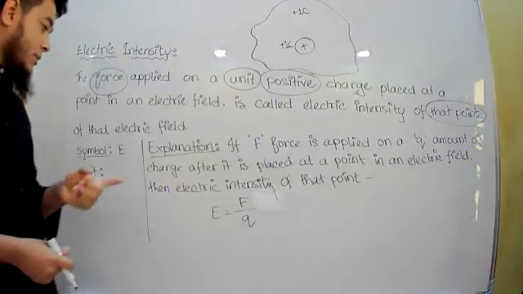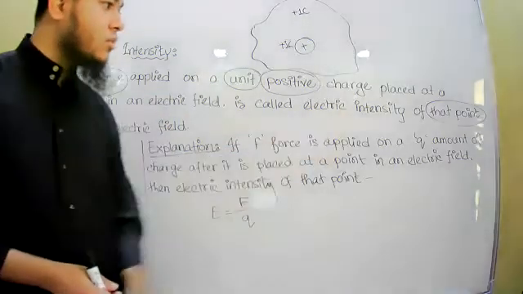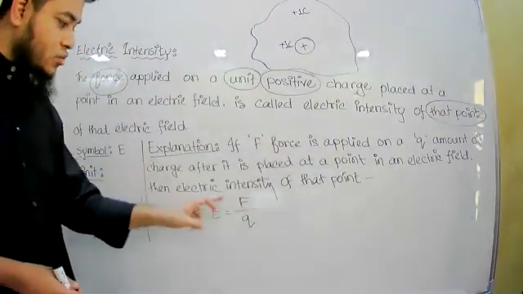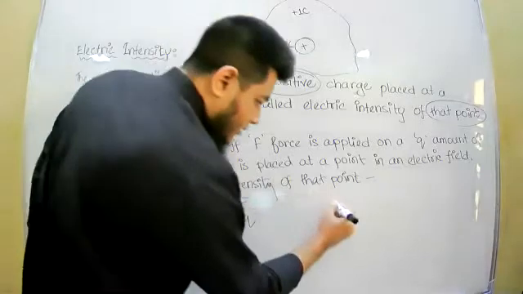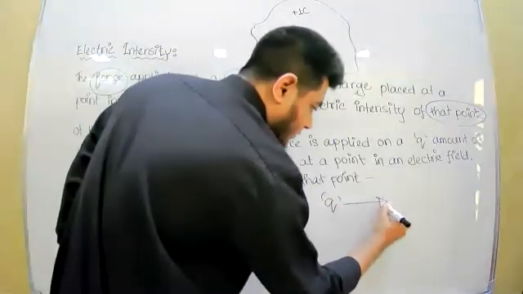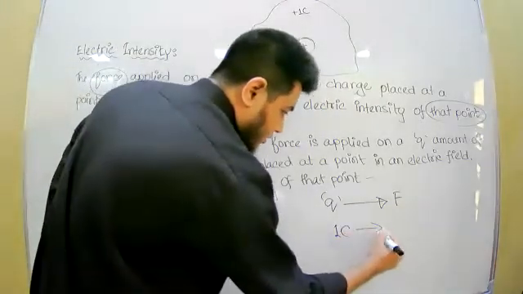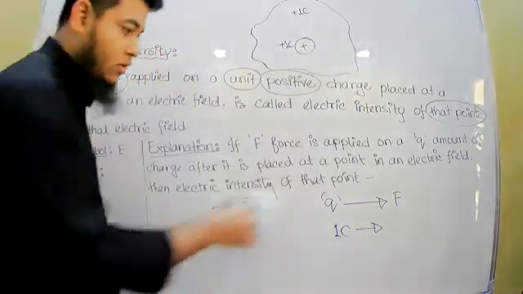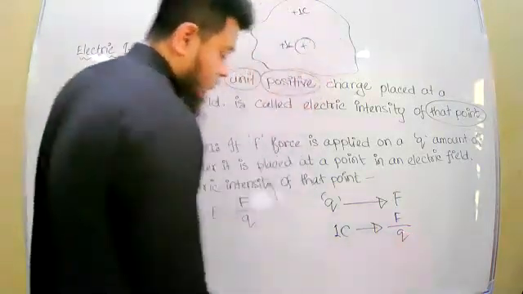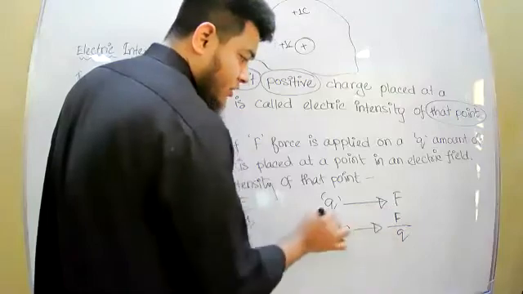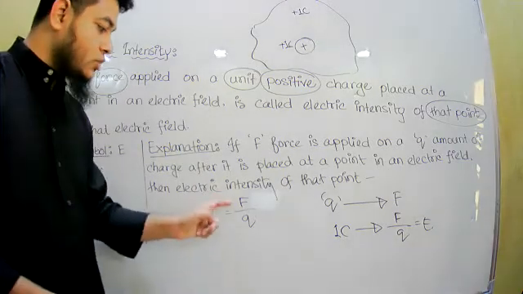So the explanation is like this: if force F is the force applied on Q amount of charge, then the electric intensity should be F by Q. Now, how did we get this? Let me explain it in this way. We have Q amount of charge. On Q amount of charge, the force that is applied is F. Now, on 1 coulomb charge, we know that it has to be unit. On Q, if the force is F, then on 1 coulomb, how much will it be? F divided by Q. So this is the force applied on unit charge. So this should be the intensity, right? That is why E is equal to F by Q.